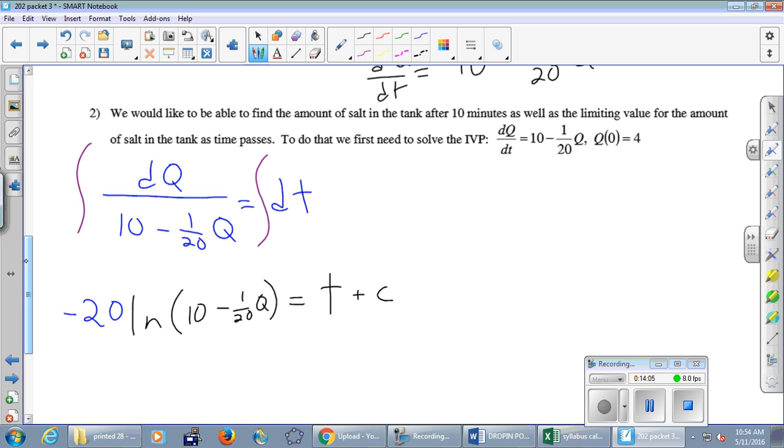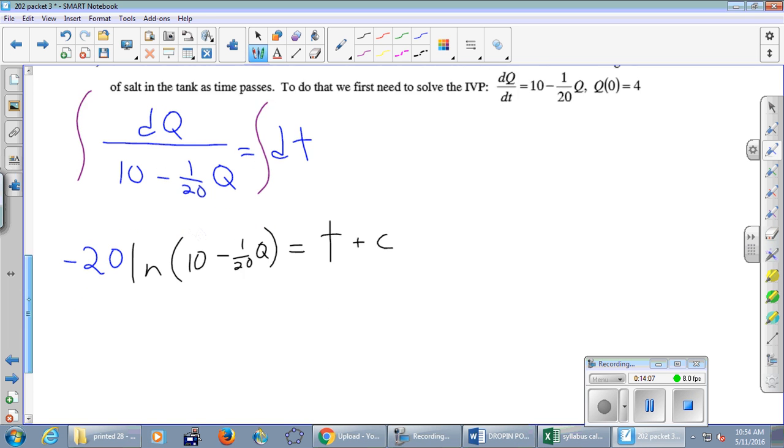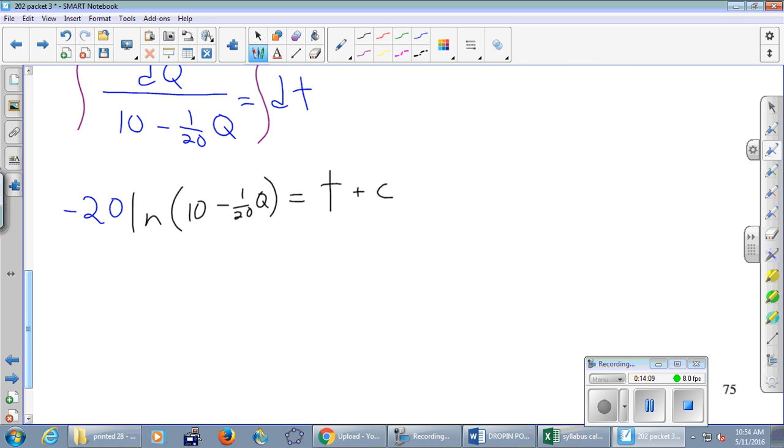All we know is that Q of 0 is 4, right? So the Q is going to change to what? The Q is the 4 and the t is 0. Okay, so let's plug that in and see what we get. So negative 20 ln 10 minus 20th of, we said Q was 4 and t was 0.